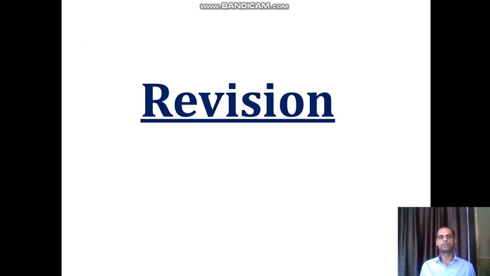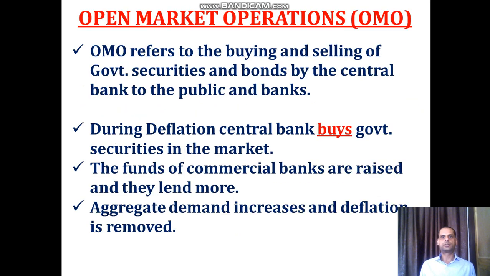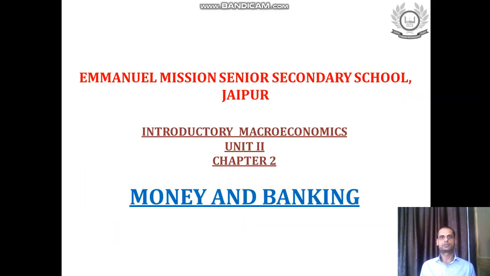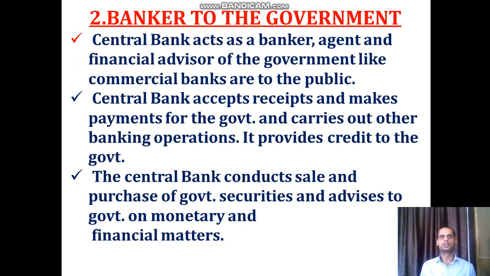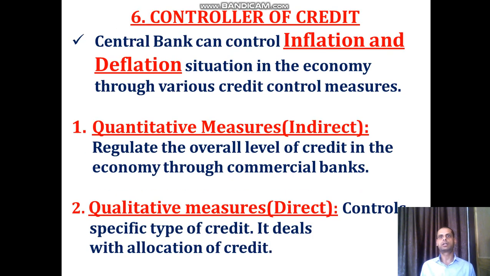And now you have to revise all the rates what we have done so far. The credit control measures, we will go through each and every slide of this chapter, that is money and banking. We have covered all the functions, that is issue of currency, banker to the government, banker's bank, lender of last resort, custodian of nation's reserve of foreign exchange, and controller of credit. In our last 5 video classes we have done these in detail.